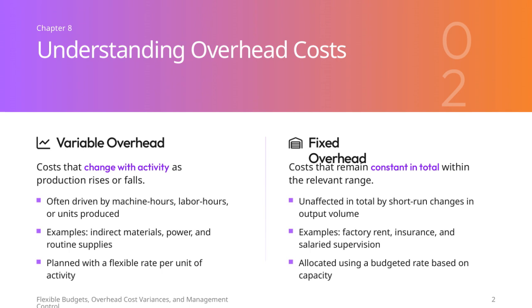On the other hand, fixed overhead costs remain constant in total within a relevant range, regardless of short-term changes in production volume. These costs include expenses like factory rent, insurance, and salaries for supervisory staff. Since they do not vary with output, they are allocated based on a budgeted rate that considers the company's capacity. Understanding the distinction between variable and fixed overhead is crucial when working with flexible budgets, analyzing overhead cost variances, and ultimately exercising effective management control over production expenses.